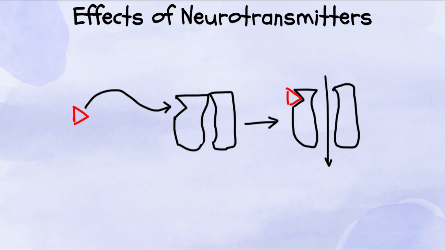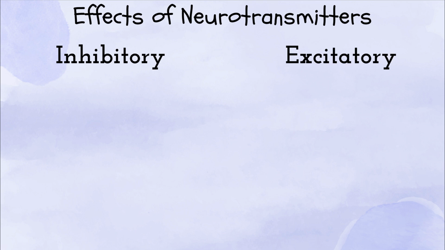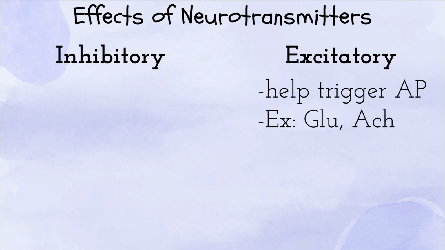A neurotransmitter's effect is based on the receptor on the other side of the synapse. If there isn't a receptor on the other side, well, nothing will happen. Neurotransmitters can be inhibitory or excitatory. Excitatory neurotransmitters help trigger action potentials in the postsynaptic cells. Common examples are glutamate and acetylcholine in your muscles. An example of the mechanism of this would be glutamate binding ion channels, whose opening allows cation influx, thereby depolarizing the membrane and bringing it up to threshold.